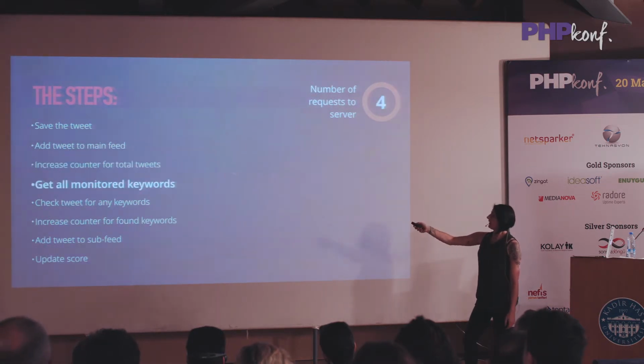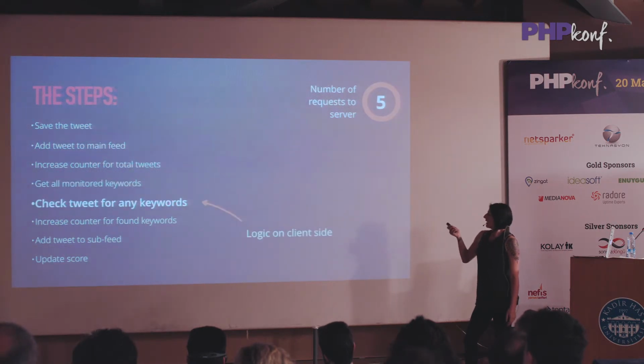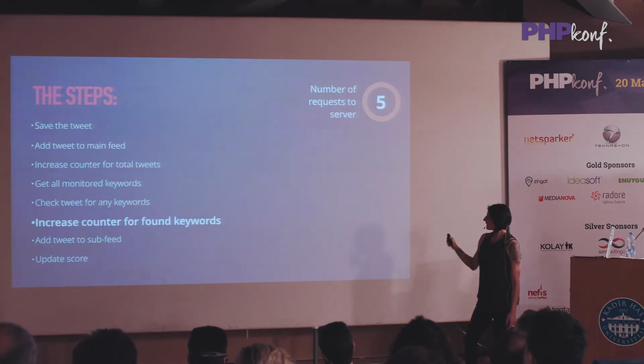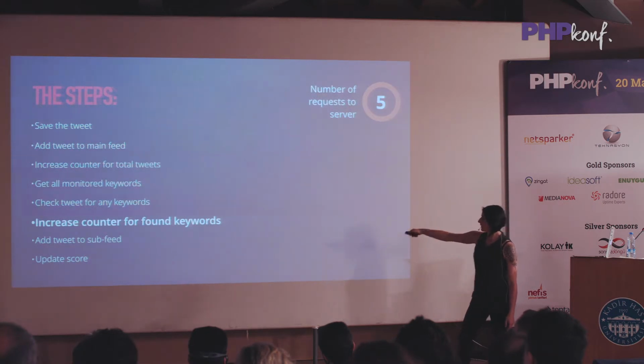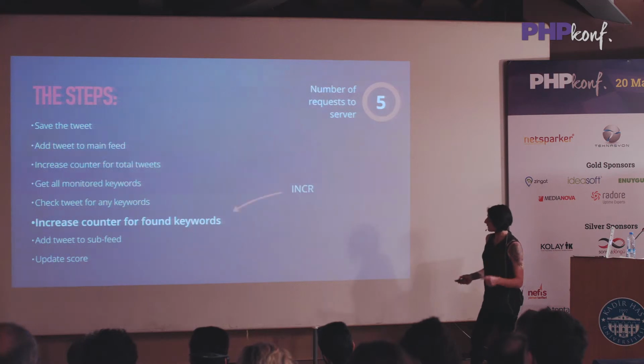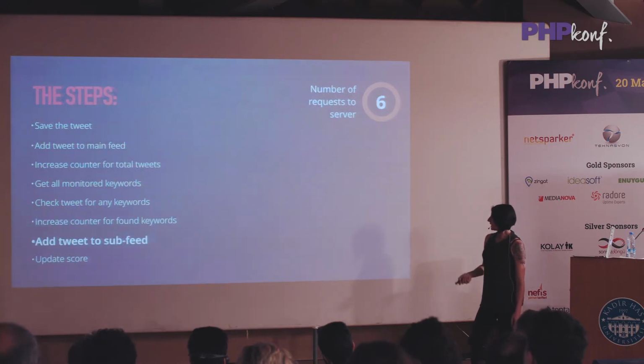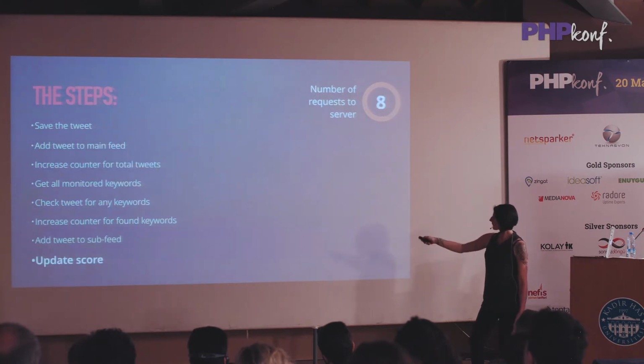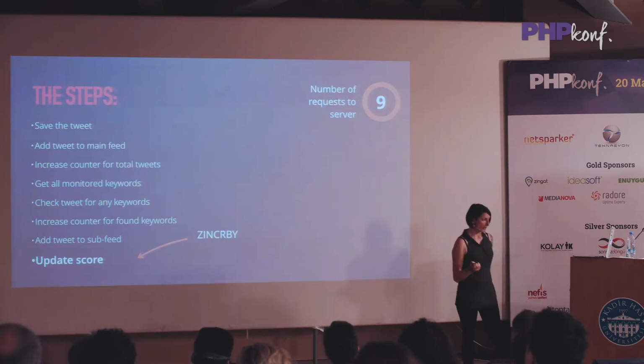4. When we get all the monitor keywords, we go to 5 requests. This is logic on the client side only, so no network requests. And then, for every found keyword, we are going to have to do these last 3 commands. That's for every found keyword. Increment, 6. Add tweet, 7, plus the trim, 8. And in the update score, that increment by. That's 9 requests to the server.